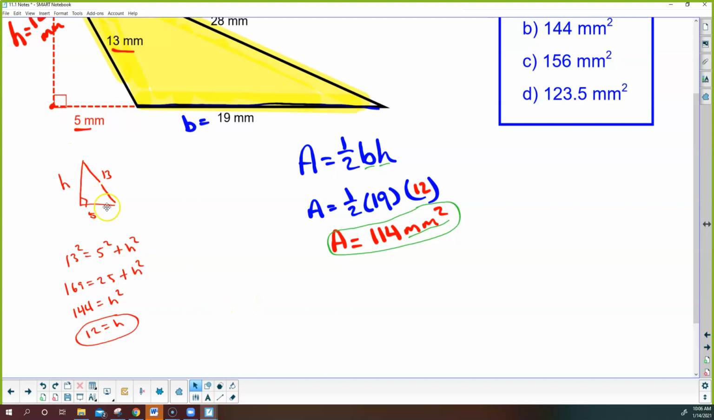So notice how we basically are always using Pythagorean theorem. It shows up in every unit.